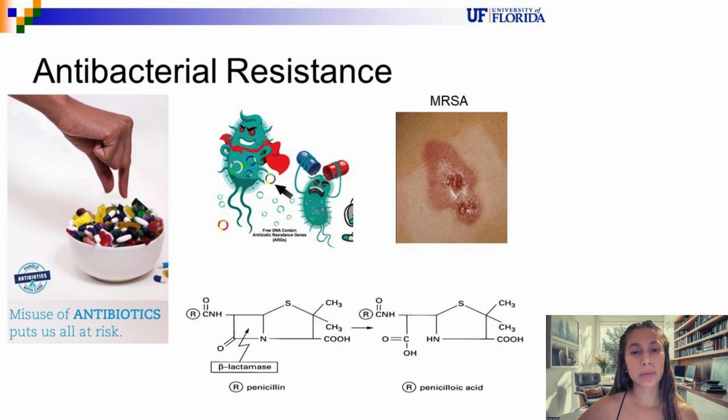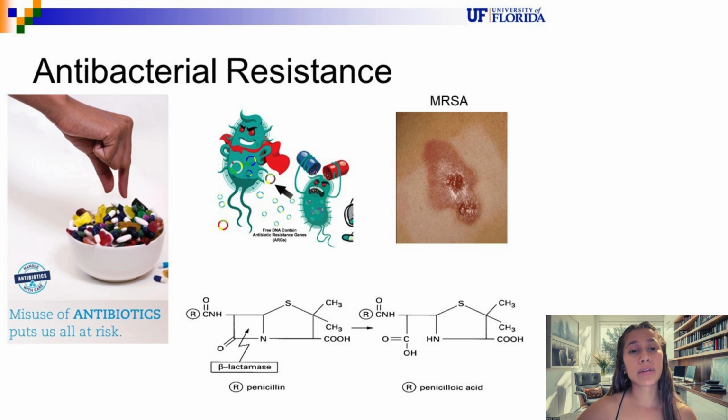Now let's start with the image at the top right, labeled MRSA, which stands for methicillin-resistant Staphylococcus aureus. MRSA is a type of bacteria that has developed resistance to many antibiotics, including methicillin and other penicillin-related antibiotics. This resistance makes MRSA infections challenging to treat. The image shows a skin infection caused by MRSA, which typically appears as red, swollen, and painful sores. These infections can develop into deeper abscesses, which may require surgical drainage in addition to antibiotic therapy.